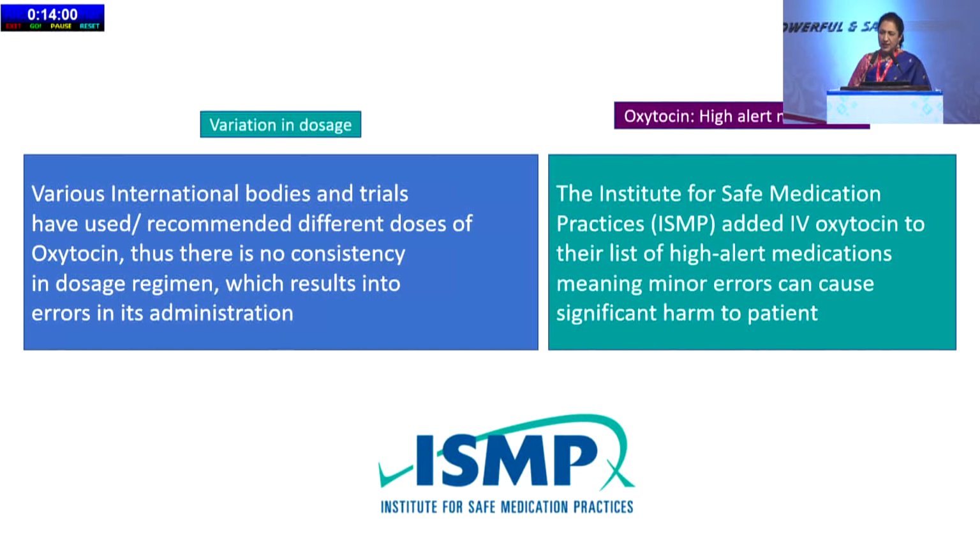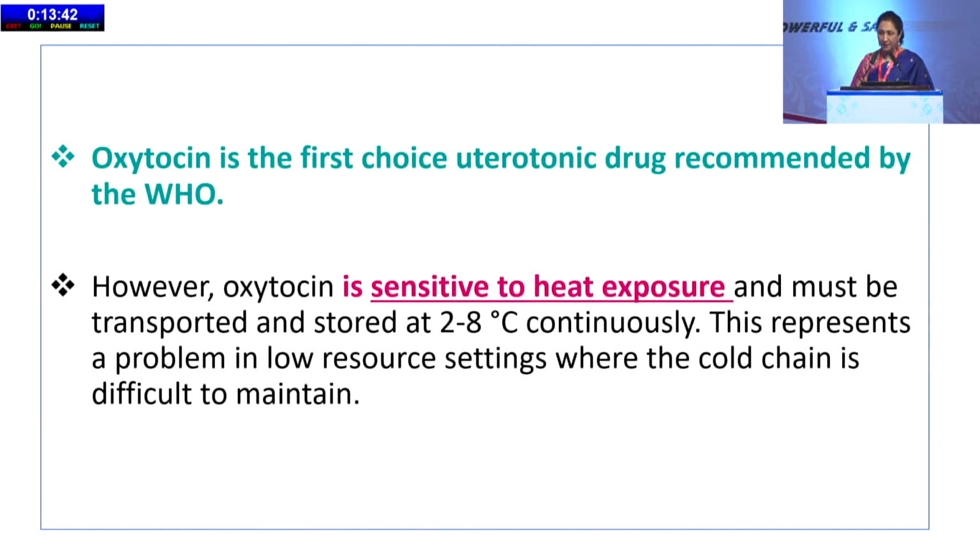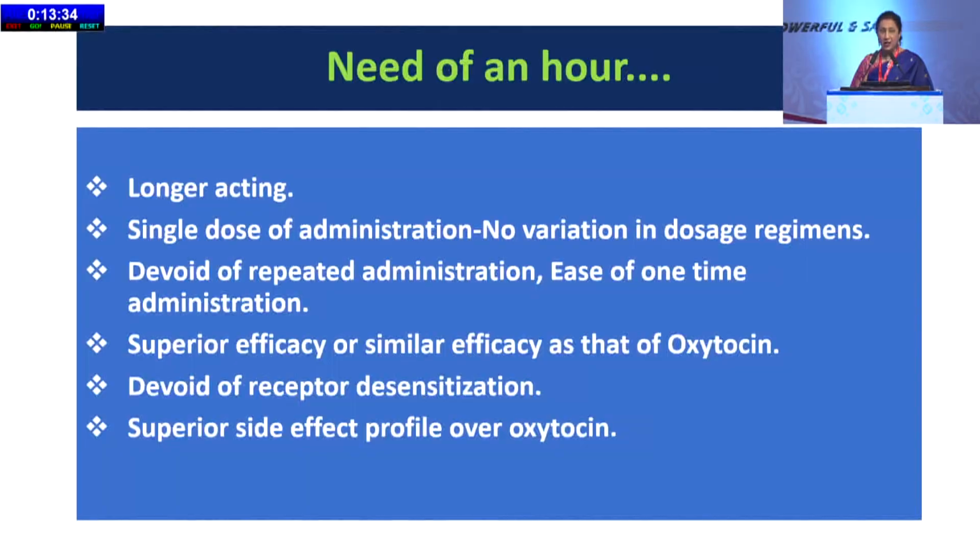Different international bodies recommended different doses of oxytocin, and there was no consistency in the dose regimen. Therefore, errors could occur, and the Institute for Safe Medication Practices added IV oxytocin to the list of high alert medications, meaning minor errors could cause significant harm to the patient. Oxytocin is sensitive to heat exposure. It needs to be transported and stored at 2 to 8 degrees centigrade continuously.